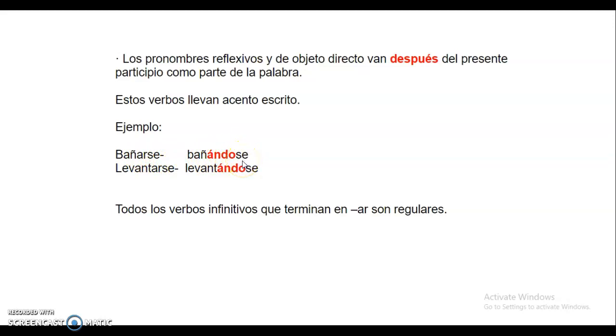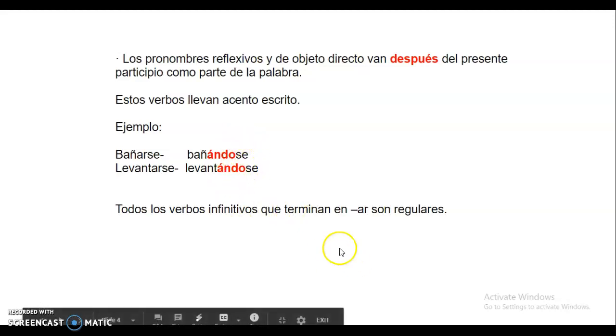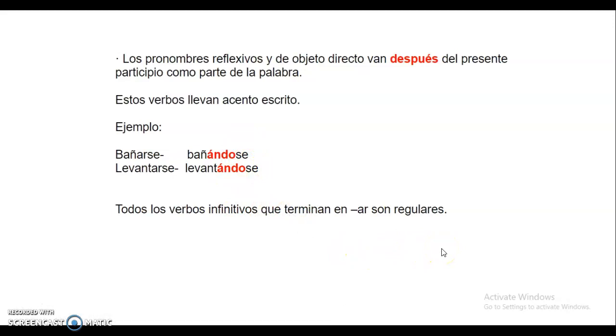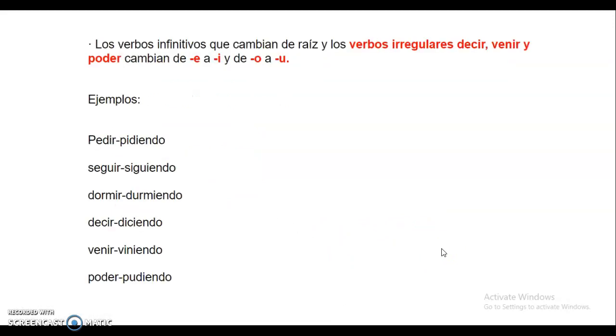Needless to say, you know the pronouns. Me, te, se, okay? Nos, se. Or if you're doing the objeto directo, you're going to see the la, lo, or los, las, right? So, bañándose. But if I'm saying I'm washing myself, bañándome. Or if you're saying yourself, like bañándote, tú. So don't always put se here. Okay, and the infinitives that end in AR, they're always regular, so you don't have to worry about that.